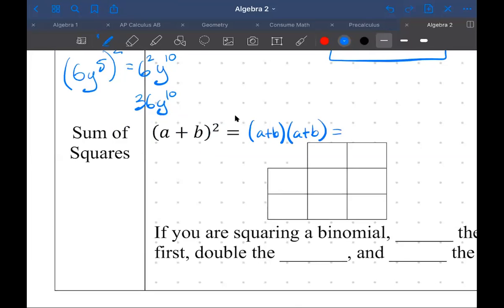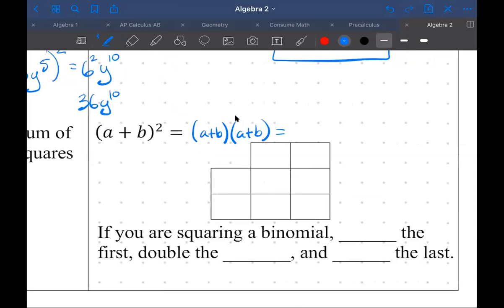So here we go again. We're going to figure out where the shortcut comes from. I don't want to just give it to you. I'm going to say, okay, up here, I have an a plus b, I have an a plus b. What's going to happen here?